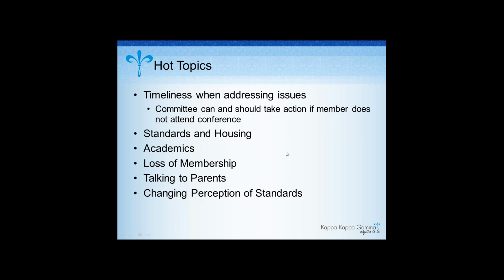We want to make sure that the committee is meeting weekly so that they can do this and address things as soon as possible.